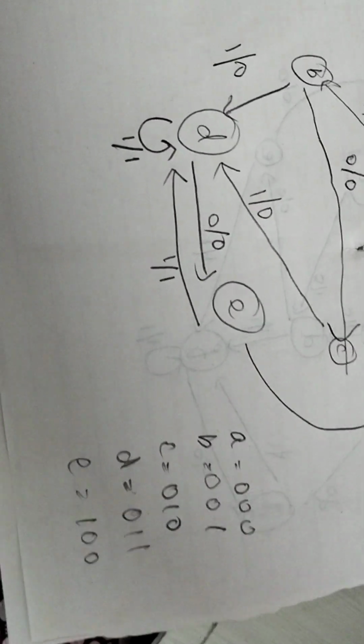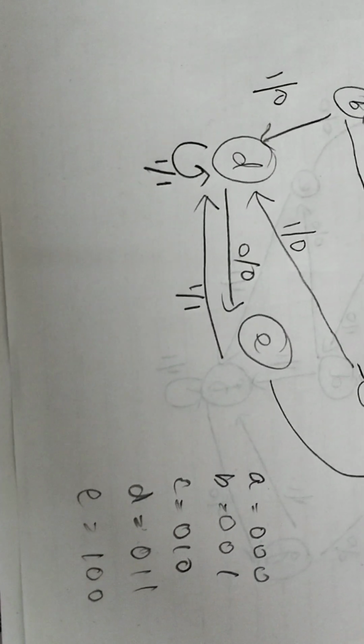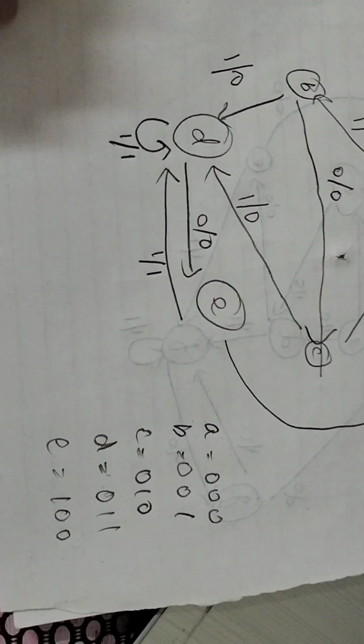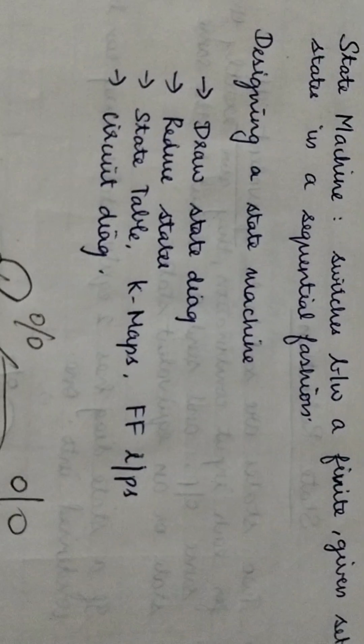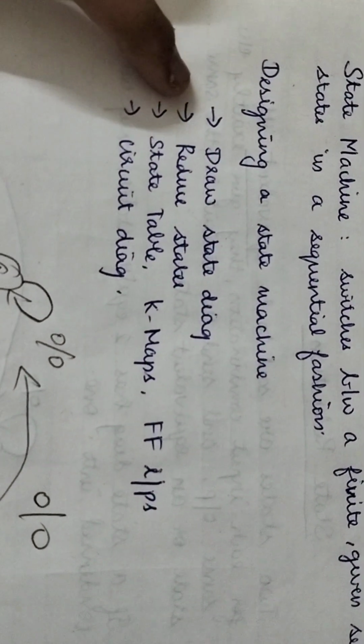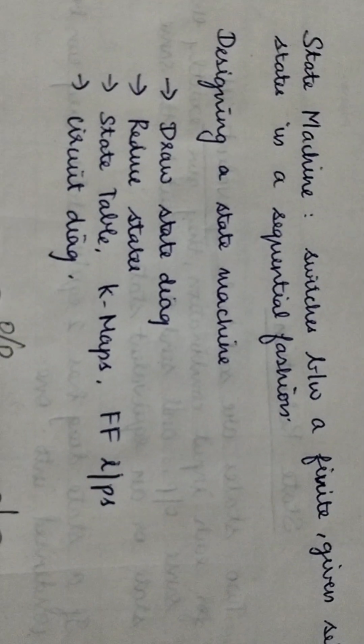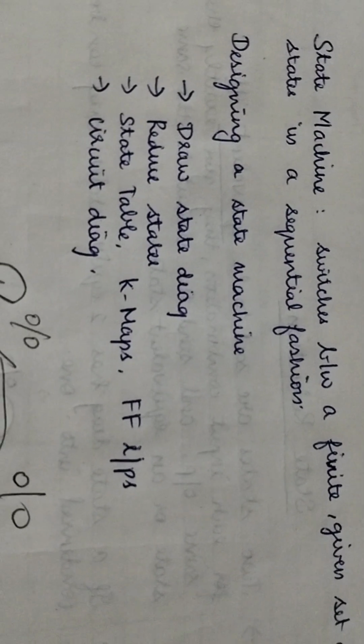You will assign these numbers to the states after performing this state reduction. Once this has been done, we say that the state reduction process is formally over. After that, what do we do? State table, K-maps, flip-flop input.